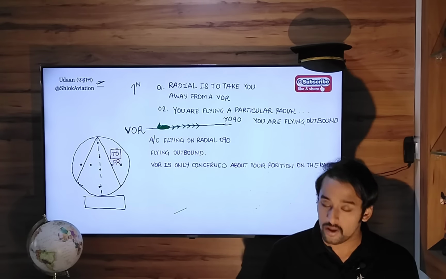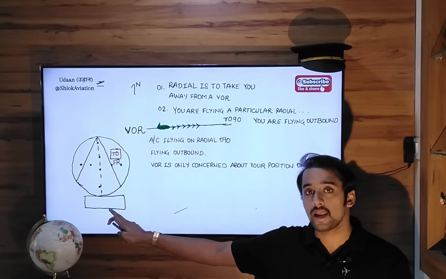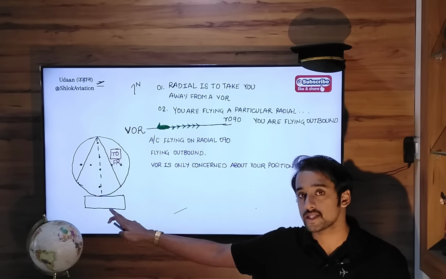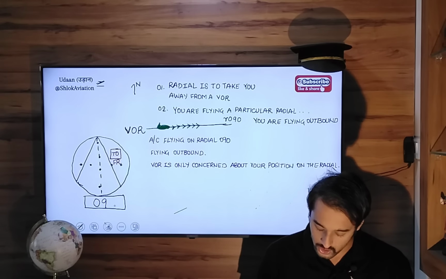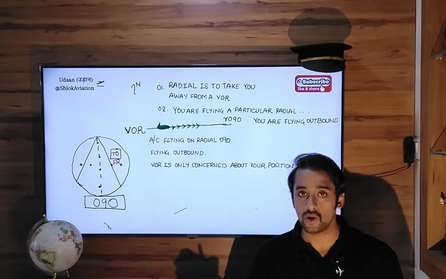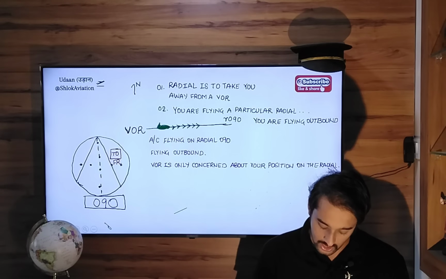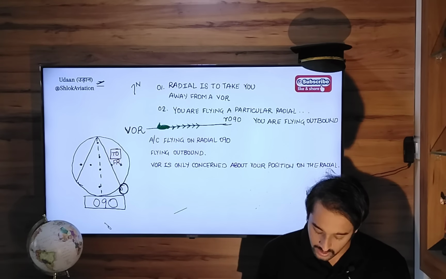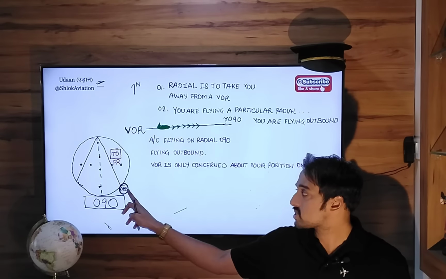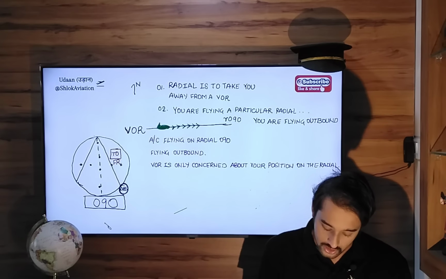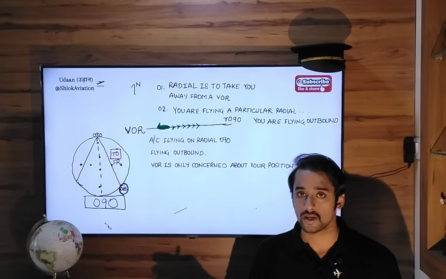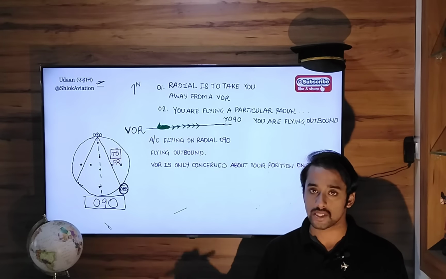So as a pilot, what setting will you put in the OBS selector? You will select radial 090. So you will put radial 090 in the OBS selector. There is a knob on the side of this equipment on which is written OBS. So rotating this knob, you can bring 090 on the top position. I have written it here for simplicity.